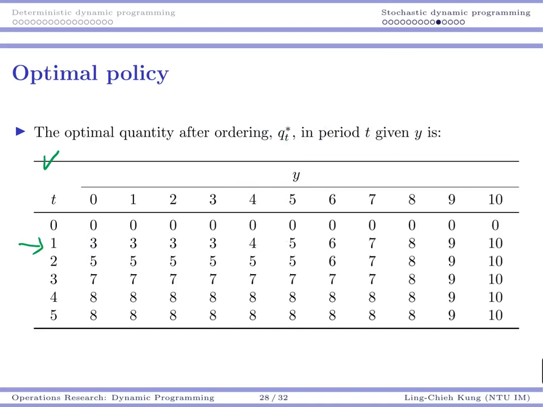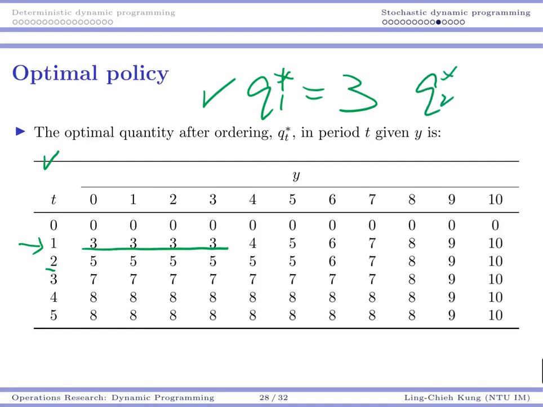So what does that mean? That means your Q1 star is actually 3. It has nothing to do with y, because given any y, you try to make your inventory become 3. If that's possible, you do it. Otherwise, you just don't order anything. Then what would be Q2? Q2 is 5. If your inventory is no greater than 5, make it 5. Otherwise, don't do anything. Your Q3 is 7, Q4 is 8, Q5 is also 8.